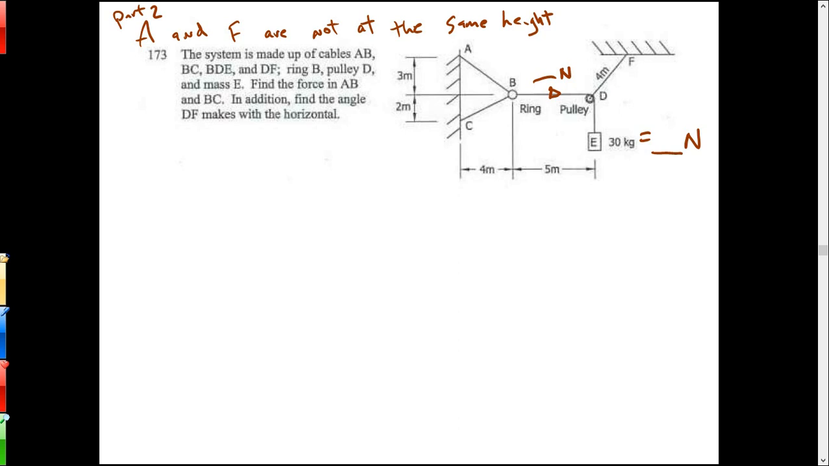And then the other thing I'd like off of this is part 2 there, find the angle DF makes with the horizontal. So I'd like to know, what is this angle right here? Call it theta DF. That's just a pulley that's on a cable. And there's multiple ways to solve that. I'll let you figure that out, but there's more than one way to do it. So somehow just get me that angle that cable makes with the horizontal.